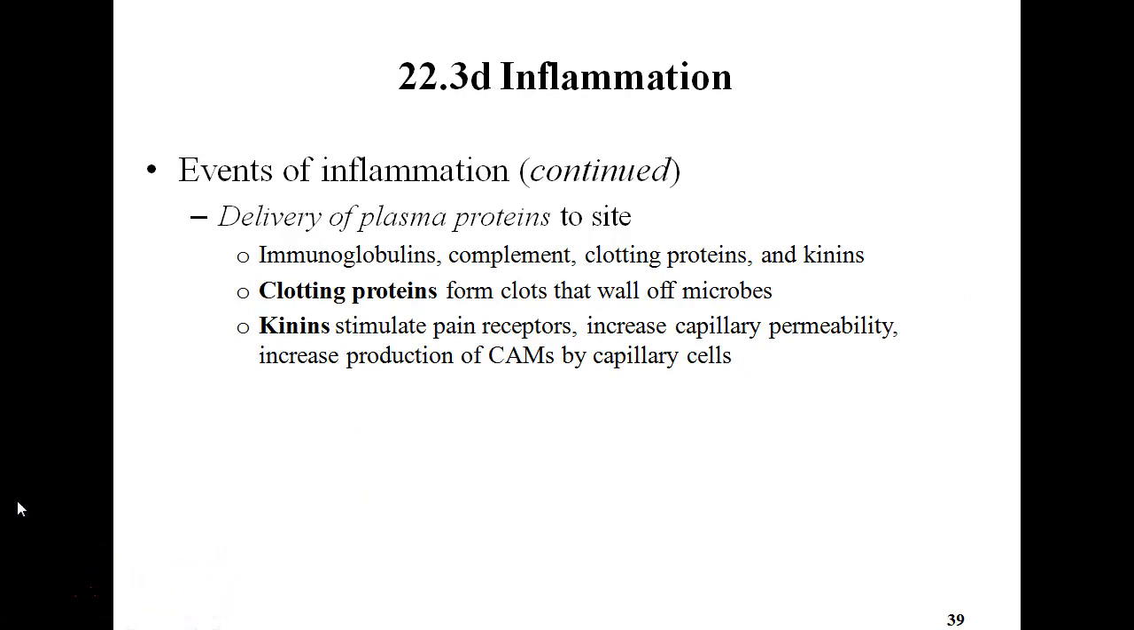Continuing on the events of inflammation, we near the end with delivery of plasma proteins to the site of inflammation. These plasma proteins include immunoglobulins, complement, clotting proteins, and kinins, all get brought to that inflammation site. These clotting proteins sort of wall off the microbes to prevent further spread into blood and other tissues. And these kinins have similar effects to histamine, and they also stimulate pain receptors as well.